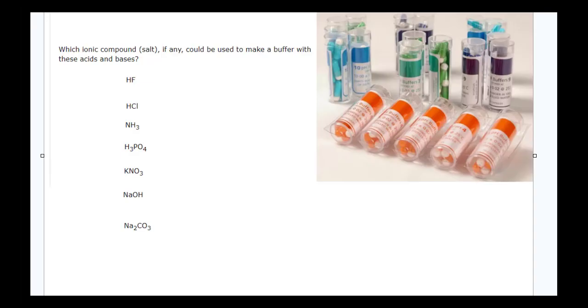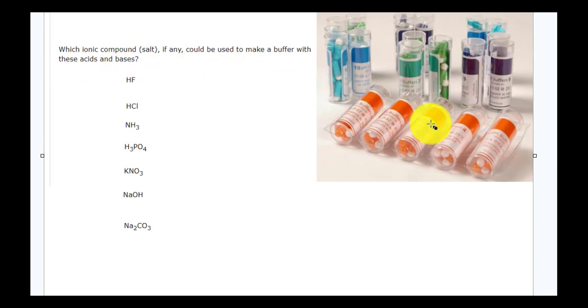This is our first problem on the buffer WebAssign, and it's a real challenging one, but it's a very important one. If you understand this problem, it's going to make things much easier for the rest of the assignment. Well, let's look at the question. Which ionic compound, they're saying a salt, that's what an ionic compound would be, if any, could be used to make a buffer with these acids and bases.